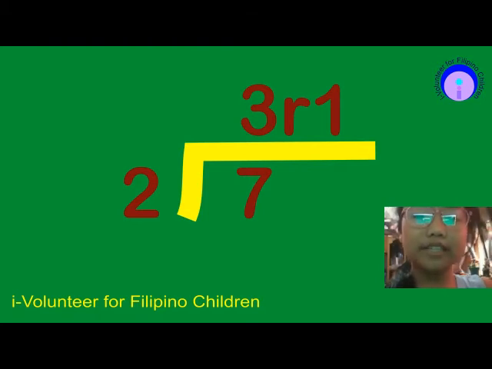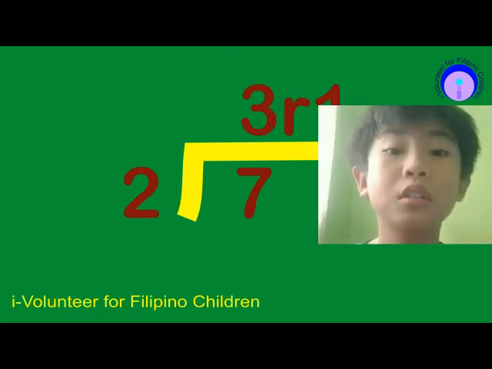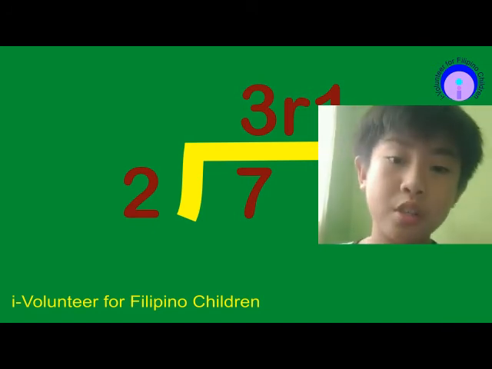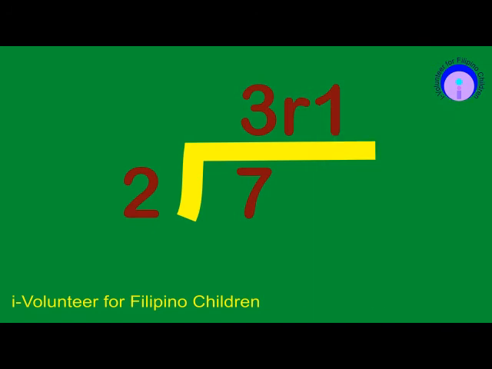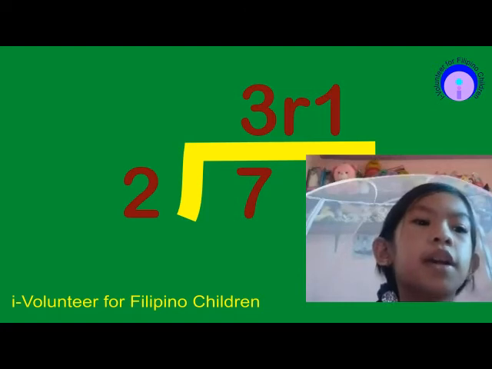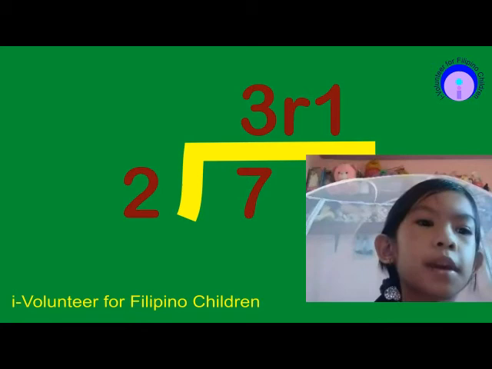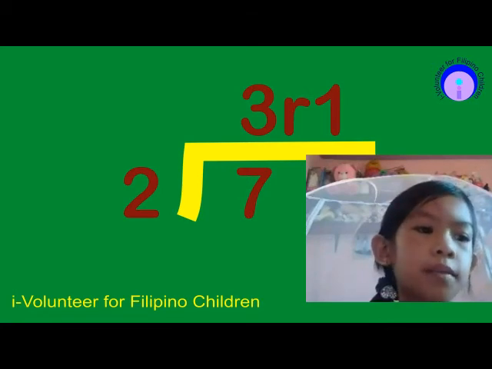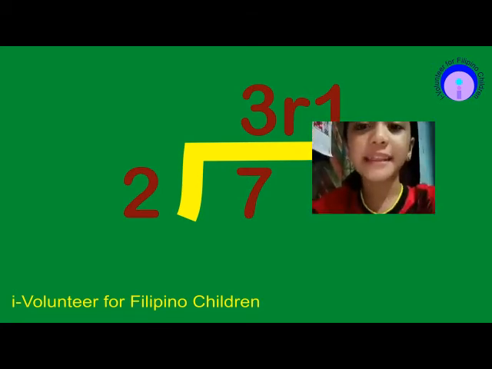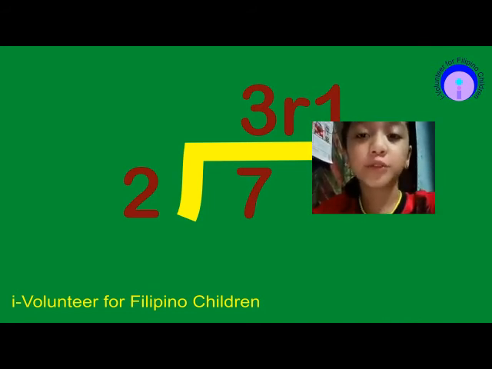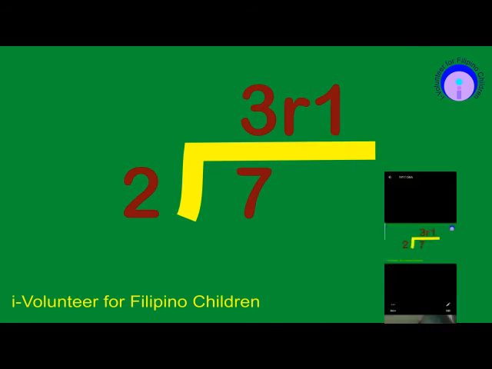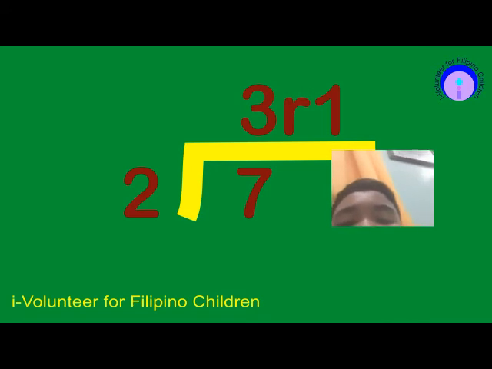7 divided by 2 is equal to 3, remainder 1. 7 divided by 2 is equal to 3, remainder 1. 7 divided by 2 is equal to 3, remainder 1.